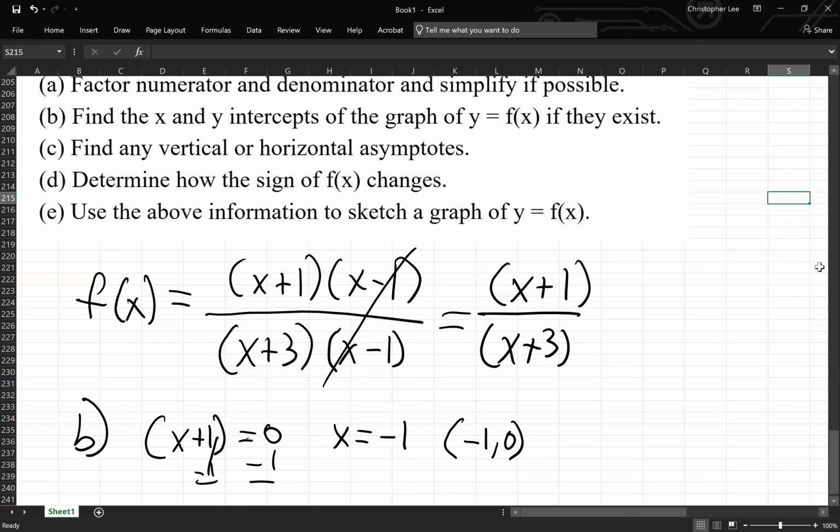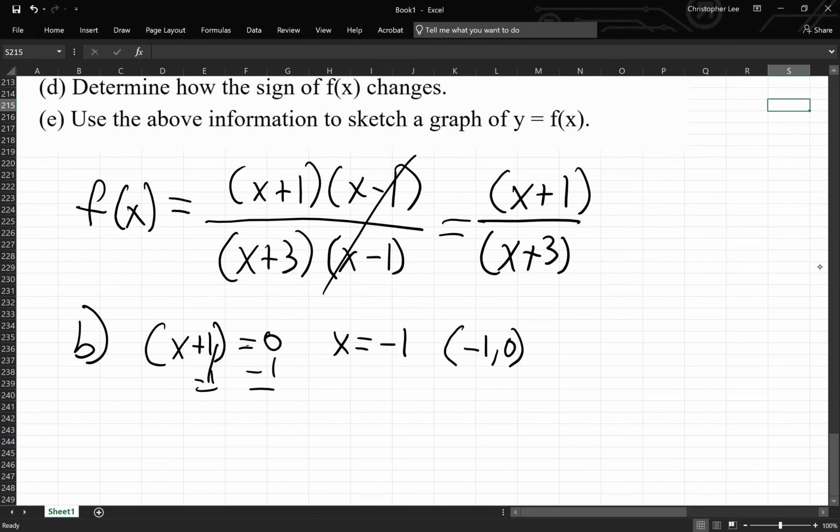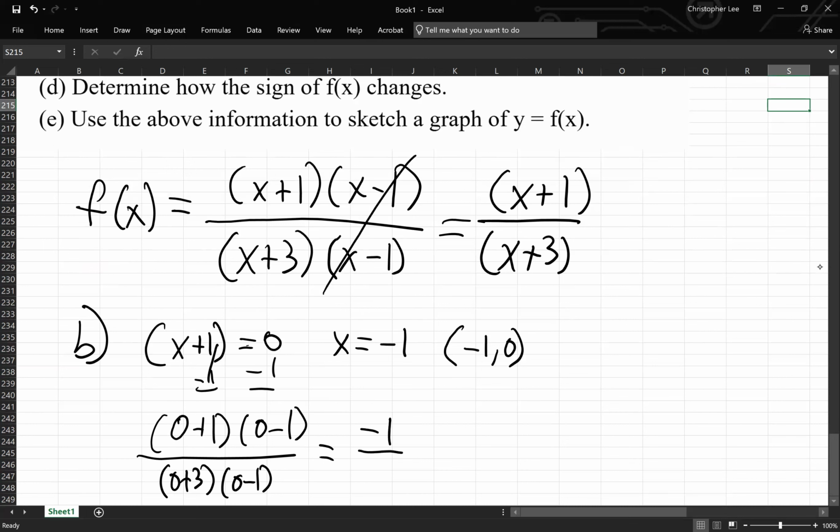What else do we have? Y-intercept. Plug in 0 for x. What do I get? If I had (0 + 1)(0 - 1) over (0 + 3)(0 - 1), this would be -1 over -3. This would just be 1/3. So the y-intercept, when x is 0, we have 1/3.